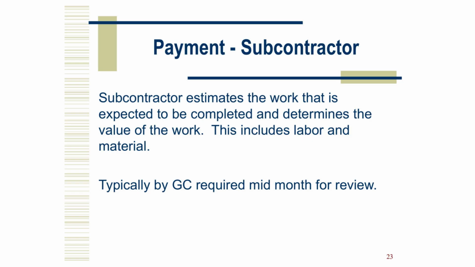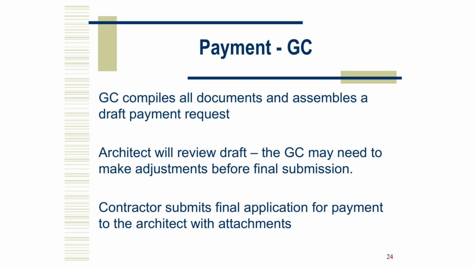Subs forecast what they will complete by the billing date. They assign value to that work, including labor and materials. Many GCs require a mid-month draft, so issues can be resolved before the formal cutoff. Meet the draft date. It makes everyone's life easier. The GC compiles sub-documents, builds the draft application, reviews with the architect, adjusts based on field verification, then submits the final package. One, tie every number on the top sheet to the continuation details.